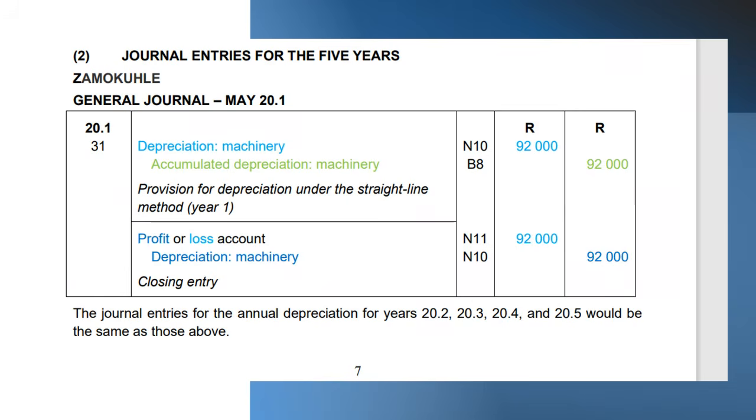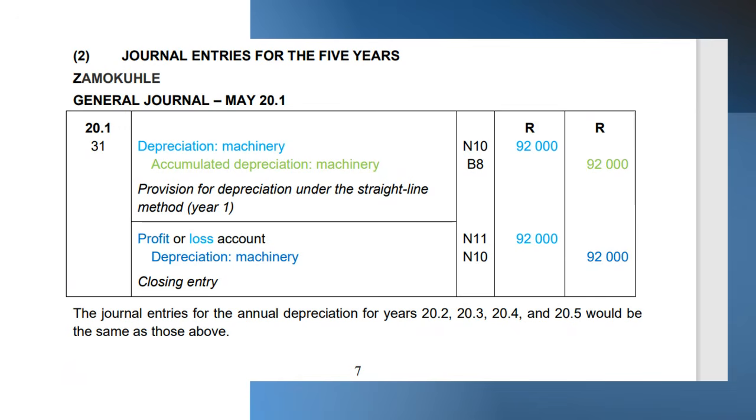So we said depreciation increases on the debit side. So we'll have that 92,000 on the debit side. For us to zero out that depreciation expense, we need to credit that depreciation so that we have 92 on the debit and 92 on the credit, so that we are not left with any balances there. But how do we do that closing off? We close it off to your profit or loss account.